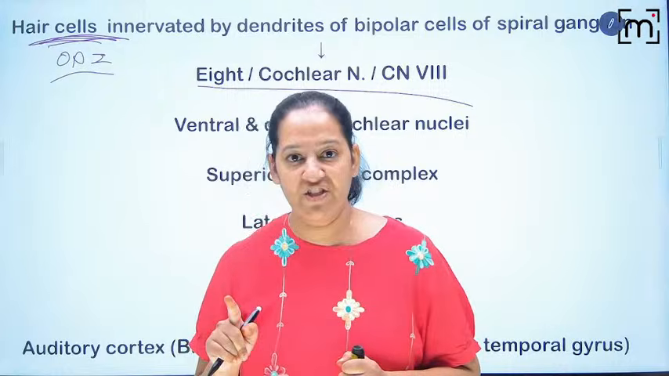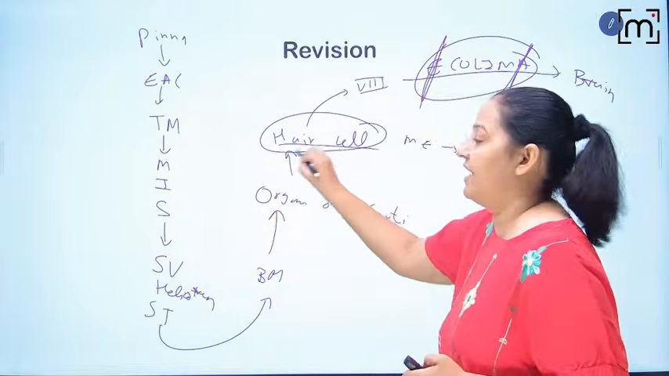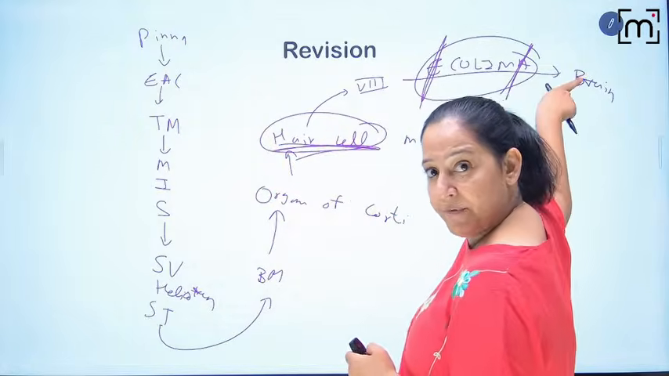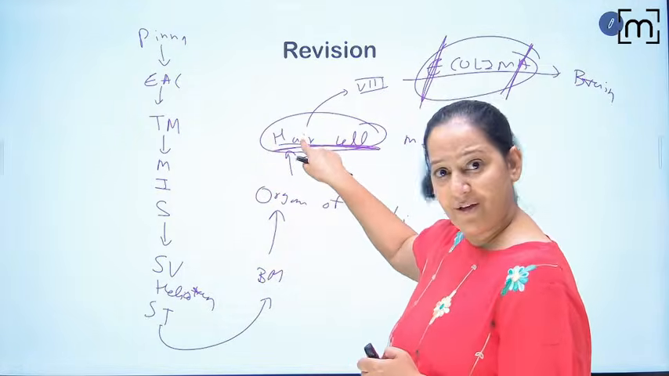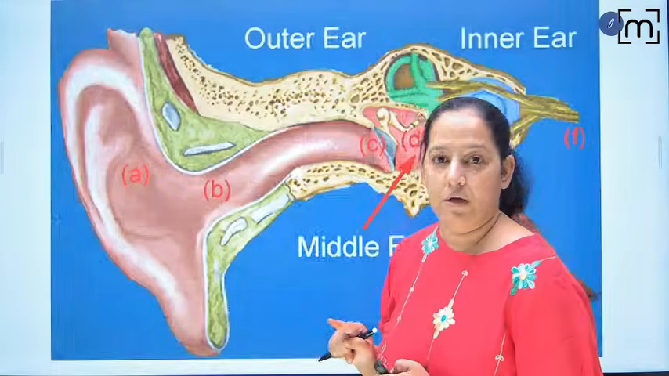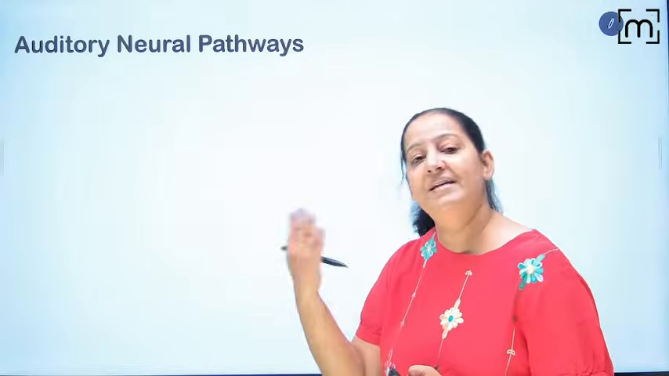So how was sound reaching there? We know the complete flow chart. This is the complete flow chart, how it is reaching till the hair cell. We have completely seen it. From the hair cell, how it is reaching the brain, I'm telling you that. So the dendrites of the hair cell form the eighth nerve. And how it is reaching the brain, I'm telling you that now. Got it? So that is the neural pathway in the brain now. From the eighth nerve onwards, it's in the brain.